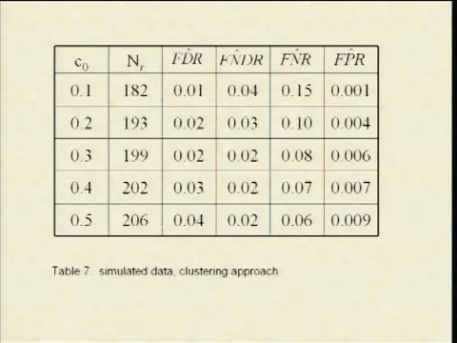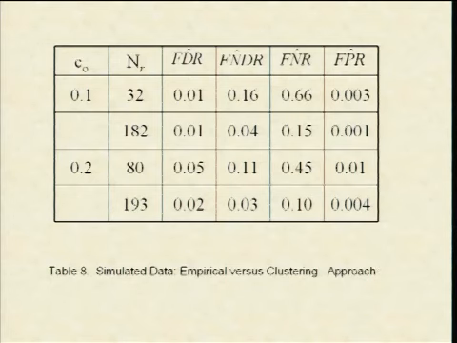So you can see here that if you use the empirical approach, where you just work with the p-values and convert them to z-scores, you get 32 genes declared to be differentially expressed at this threshold. But if you use this clustering approach, you get 182 genes at the same value of the FDR. But the false negative rate is much less. And similarly, when your threshold is 20%, you get 193 genes declared to be differentially expressed compared to only 80 if you just work in terms of the p-values. And of course the false negative rate is much less.